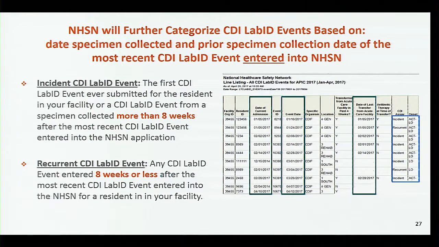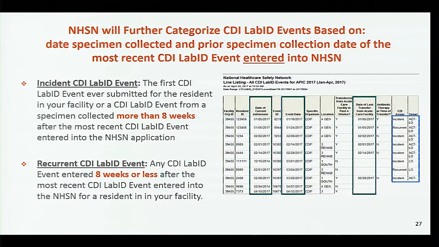The example I have here is a screenshot of one of the analysis reports, a line list that you can populate out of the NHSN application. I like this line list because you can customize it, and you can look at your resident level LabID events, the date of the event, and the location of the resident at the time that event occurred. You have the ability to determine if this resident recently transferred to your facility from an acute care facility, and it just allows you to get other data.